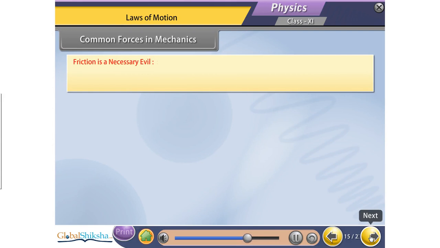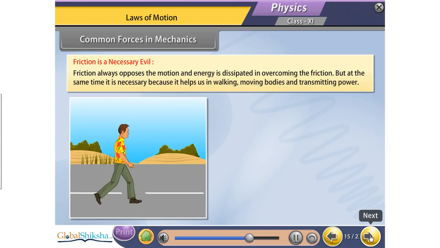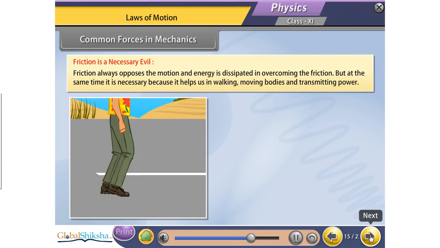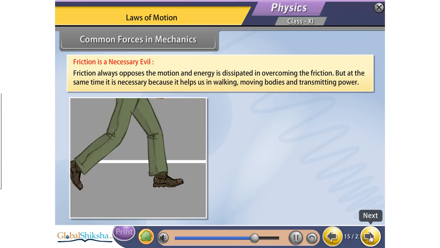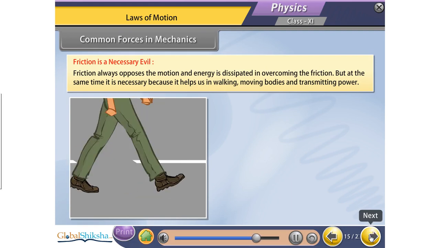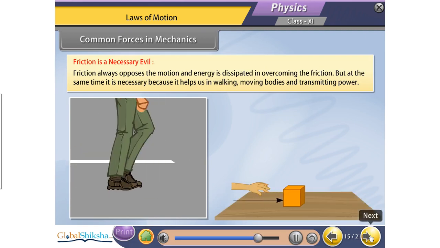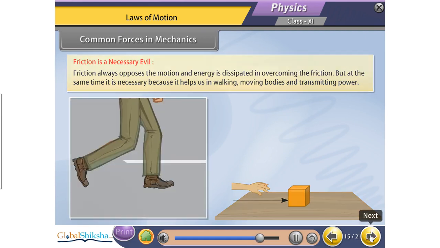Friction is a necessary evil. Friction always opposes the motion and energy is dissipated in overcoming the friction. But at the same time, it is necessary because it helps us in walking, moving bodies, and transmitting power.